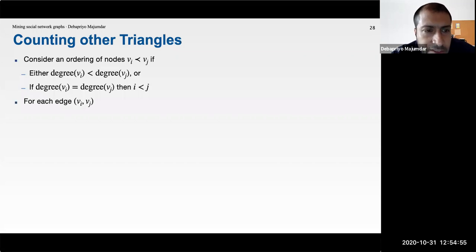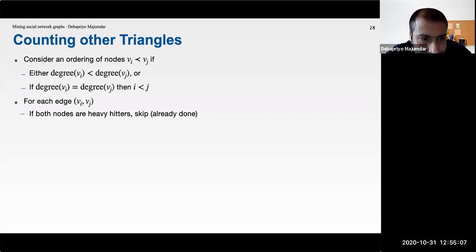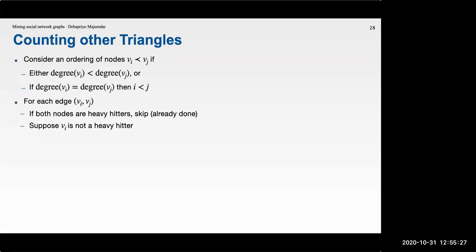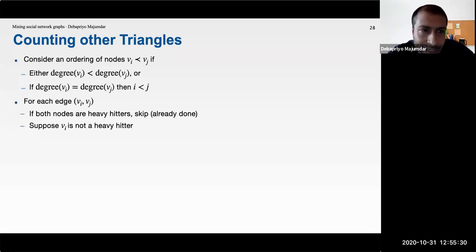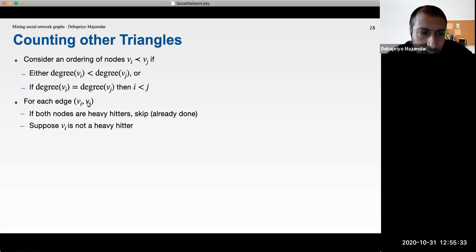So now for each edge Vi, Vj, so for all edges, if both nodes are heavy hitters, then we skip because we have already considered those. Okay, so we have already considered heavy hitter triangles. So we have to only consider the cases where at least one of the nodes is not a heavy hitter. So suppose Vi is not a heavy hitter. Sorry, if Vj is not a heavy hitter, then Vi cannot be a heavy hitter because the degree is even smaller. So let's assume Vi is not a heavy hitter.